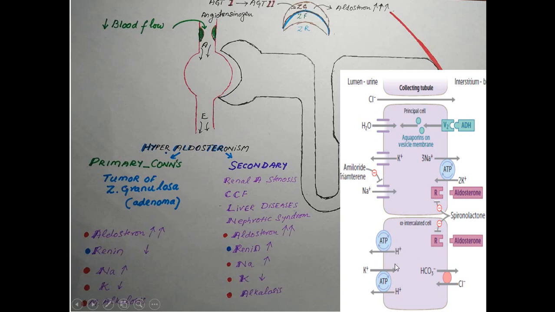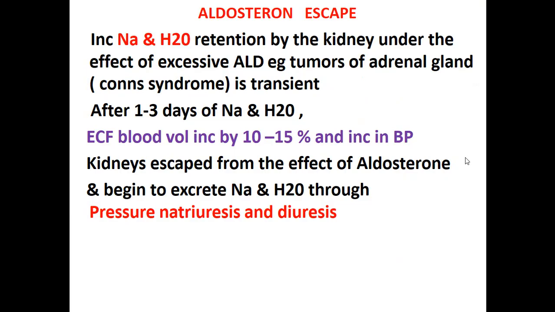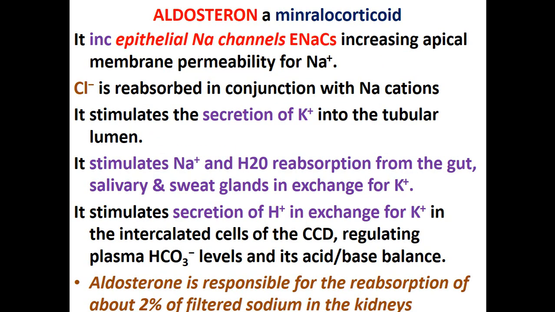And again, due to the movement of more and more potassium from this side, it will cause a decrease in potassium. Because potassium is lost into the urine, and due to the excessive reabsorption of sodium, it will cause more and more sodium in your body. All these things will be discussed again when we see Conn syndrome. So this was all these things.